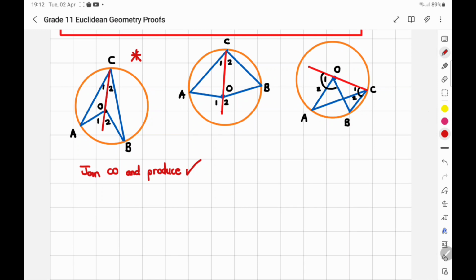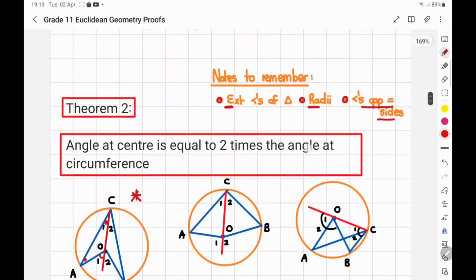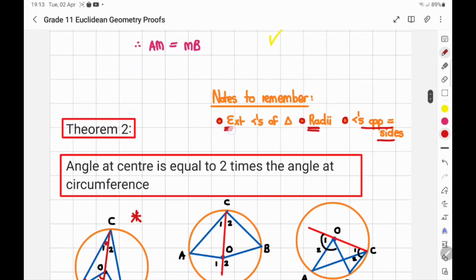So if you ever don't remember anything, just say join CO and produce. Okay, so don't forget about and extend, because it has to be extended for you to use this. Now with your exterior angles, can you see that this over there and this over there creates that exterior angle? So we're going to say that O1 is equal to C1 plus angle A because of exterior angles of a triangle. And now your next thing to remember is radii.